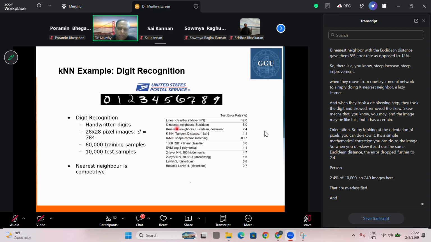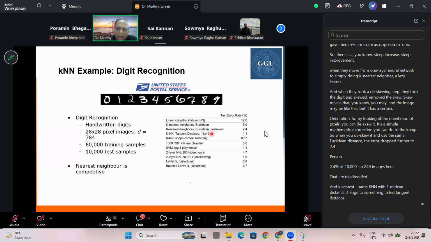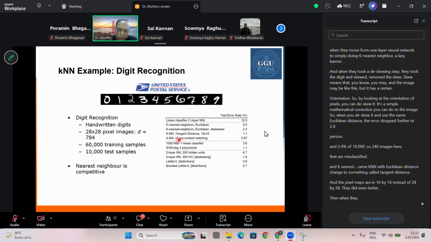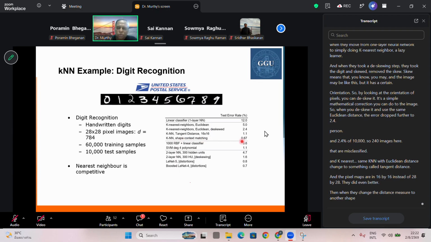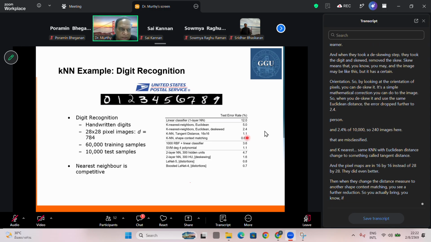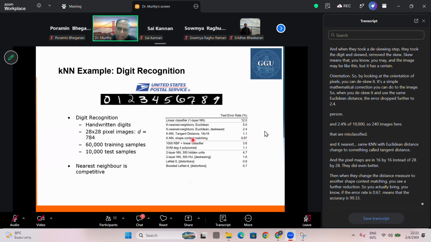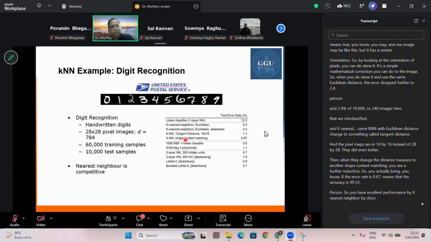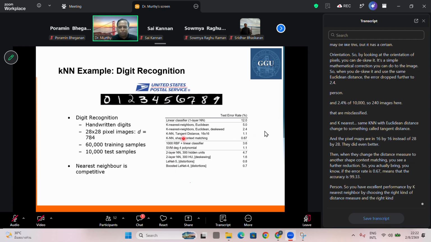And K nearest neighbor, same K and N with Euclidean distance changed to something called tangent distance, and the pixel maps are 16 by 16 instead of 28 by 28. They did even better. Then when they changed the distance measure to another one, shape context matching, you see a further reduction. If the error rate is 0.67, it means the accuracy is 99.33%. So you have excellent performance by K nearest neighbor by choosing the right kind of distance measure and the right kind of K.